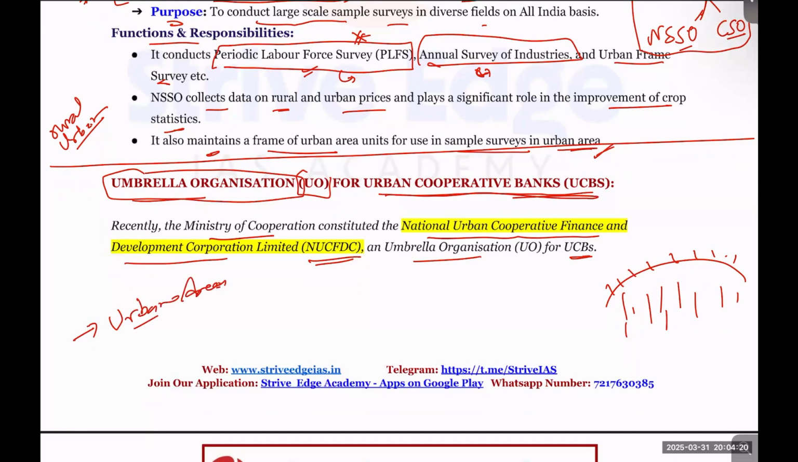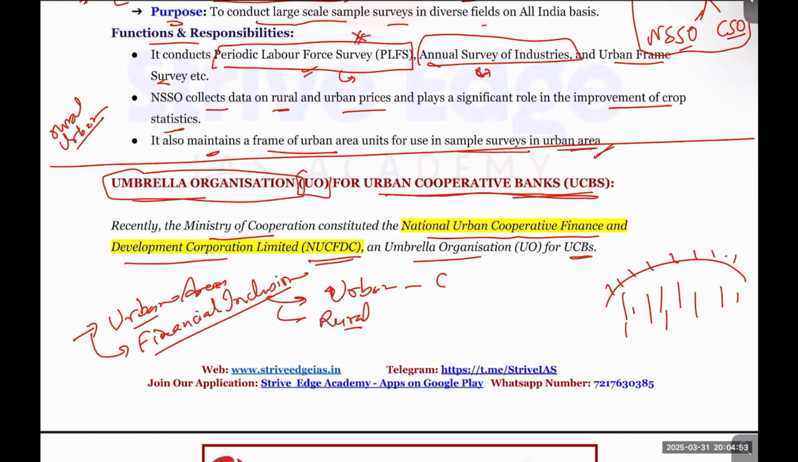So by this, you should go into your static part and remember that in order to improve financial inclusion throughout the country, many committees were formed by the government of India, and one of the most important recommendations given by those committees was to increase banking in urban and rural areas. Through this, urban cooperative banks and regional rural banks came into being.